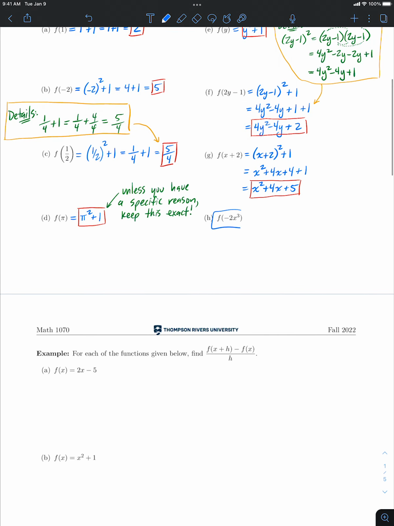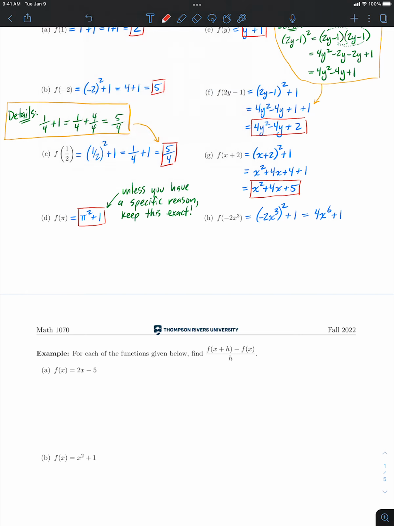We've got f of negative 2x cubed. By definition of f, that's going to be negative 2x cubed plus 1, which actually, if you work that out, oops, sorry, I forgot something, didn't I? I forgot the squared. It's going to be the square of negative 2x cubed plus 1, which is going to work out to 4x to the power of 6 plus 1.